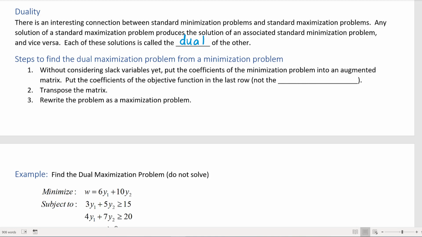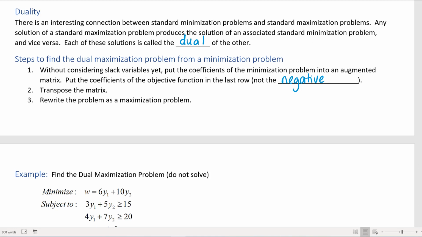So our steps there are: step 1. Without considering slack variables yet, put the coefficients of the minimization problem into an augmented matrix, and then put the coefficients of the objective function in the last row, not the negative of it, okay? So not the negatives. We're not solving for z or w in this case. We're just putting them in the bottom row. Then I want you to transpose the matrix, and then you can rewrite it as a maximization problem.